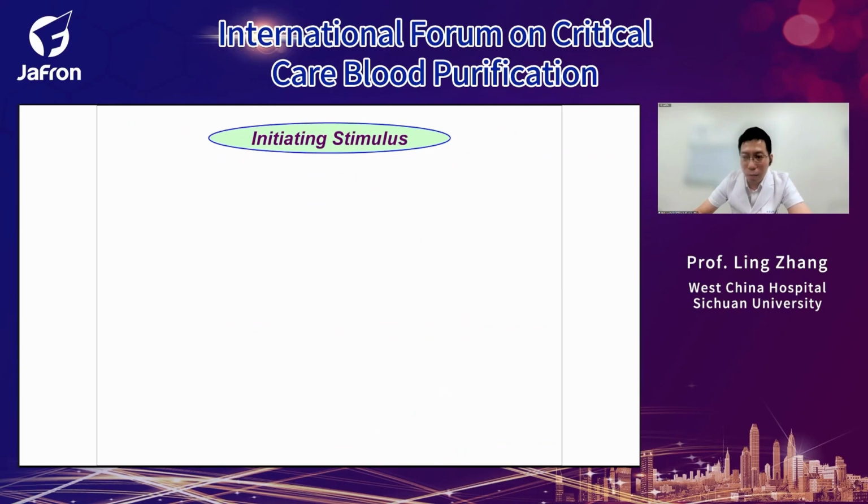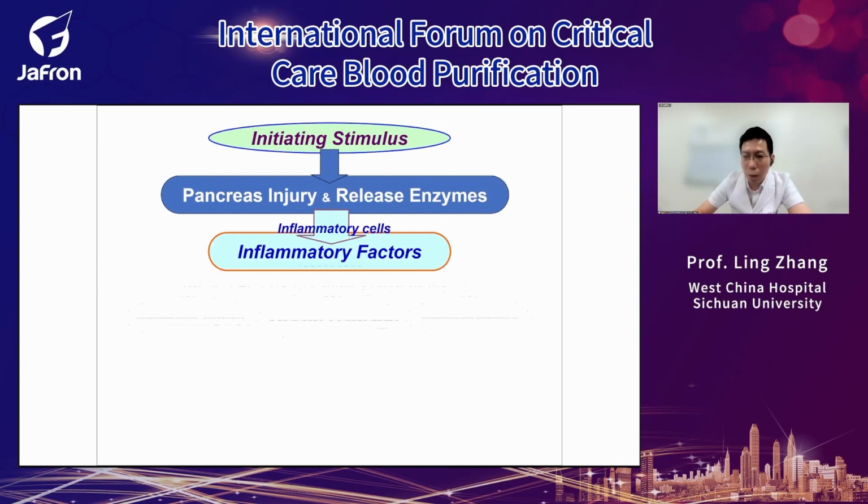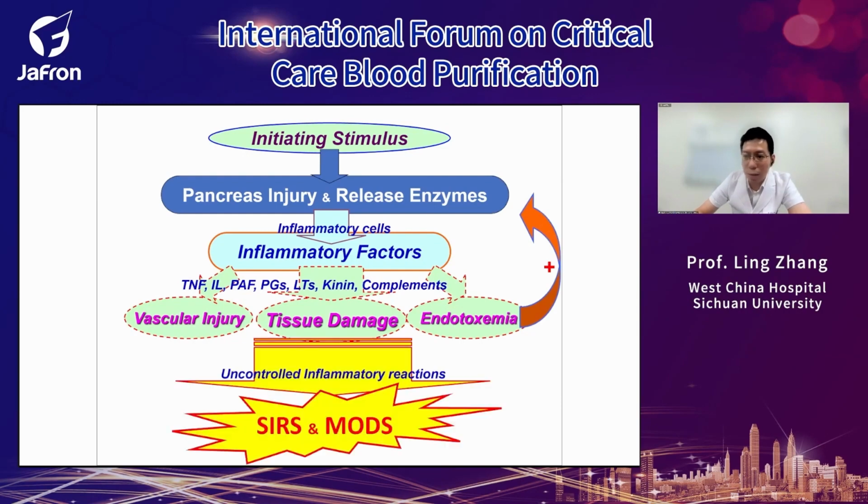For the progression and mechanism of the development of SAP, sometimes alcohol, storms or lipids cause pancreas injury and release enzymes, which can cause an uncontrolled inflammatory cytokine storm, leading to vascular injury, tissue damage and endotoxemia. Finally, the patient will get SIRS and MODS.